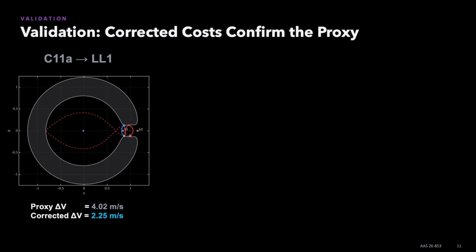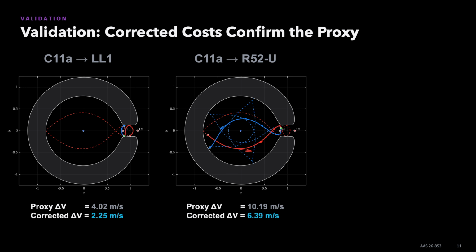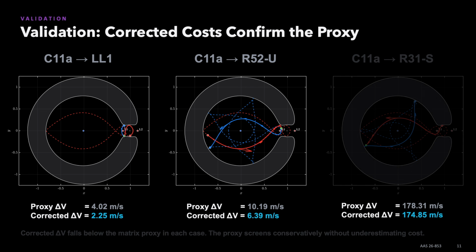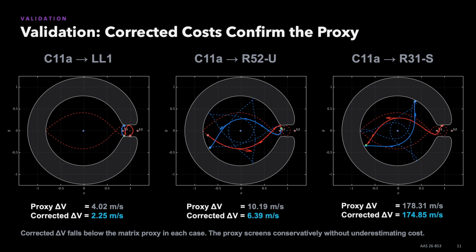Differential correction improves things. We go from a proxy delta-V of 4 meters per second to a corrected one of 2. Going to the 5-2 unstable resonance, we go from a proxy of 10 meters per second down to 6. And then going to the 3-1 stable resonance, the proxy calculation was 178, differentially corrected lower to 174 meters per second. So it suggests that this screening proxy is conservative, which is a good thing.